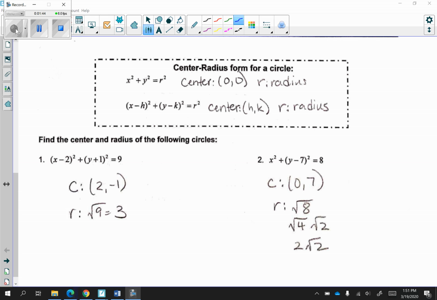So take a look at the following examples below. For number 1, you flip the signs for the center, so it's 2, -1, and radical 9 is 3. The radius is 3. Whereas number 2, there's nothing with the x, so that's a 0. Flip the sign of the -7, which is +7, so the center is 0, 7, and radical 8 is your radius. Simplify to radical 2.